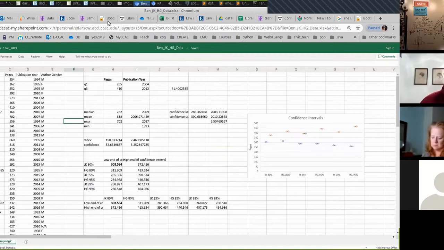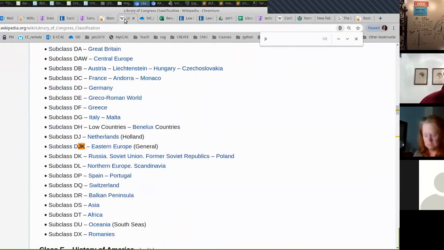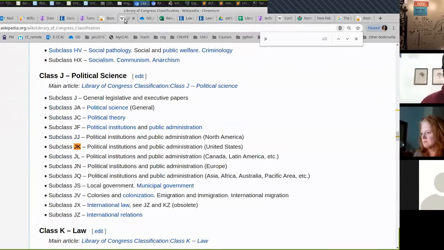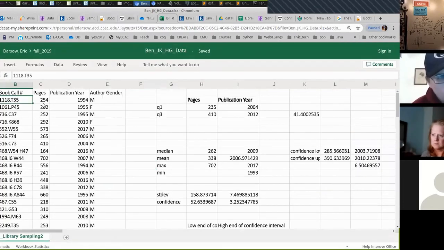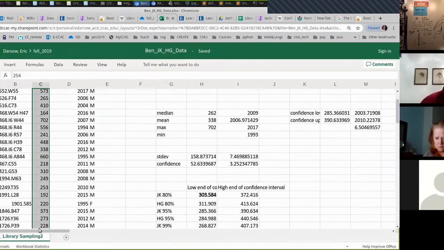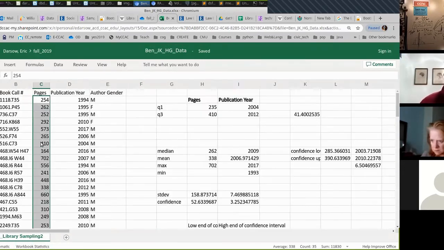Let me figure out what JK is. He didn't put that here, JK. Poli-Sci, US Poli-Sci. So this is what you'll do when you have all of your pages or your other quantitative value: I'm going to grab all of my page numbers from the sampled books. He got us a sample of, looks like an N of 35 here. And then I'm going to drop it into my StatKey.